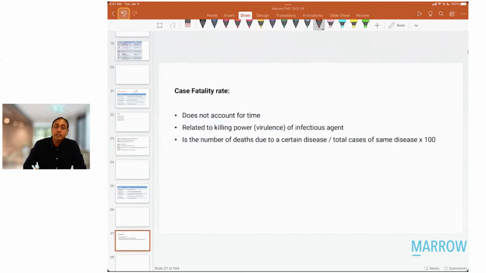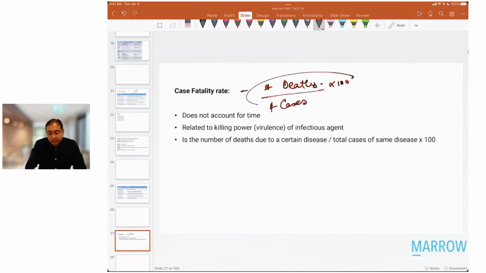ये भी कई दफा पूछा जाता है. Case fatality rate is nothing but the number of deaths due to a certain disease divided by the number of cases of the same disease multiplied by 100. Case fatality rate, please remember, does not account for time. It is related to the killing power or the virulence, and it is the number of deaths due to a certain disease divided by total number of cases of the same disease. So make sure you get this question right about case fatality rate.